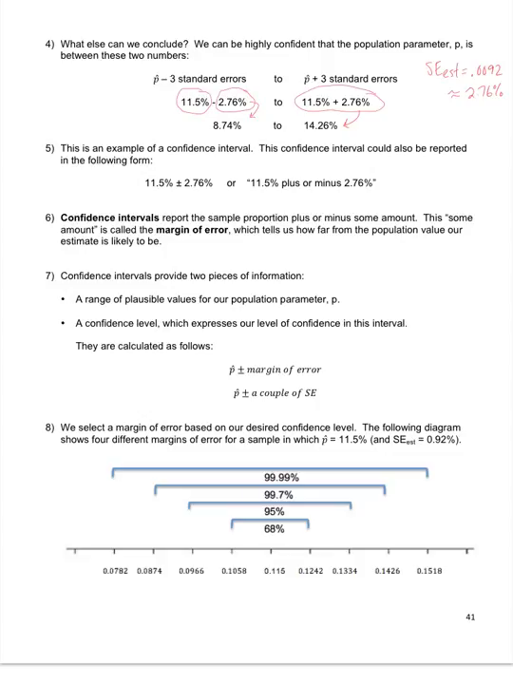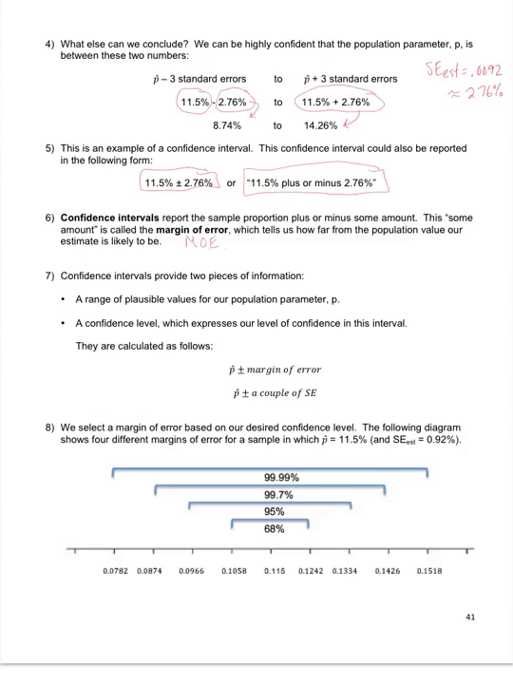So we could say 11.5% give or take, or plus or minus 2.76%, or we can say it out in words, plus or minus. So confidence intervals report the sample proportion plus or minus some amount. The some amount is called the margin of error, sometimes abbreviated MOE, which tells us how far from the population value our estimate is likely to be.